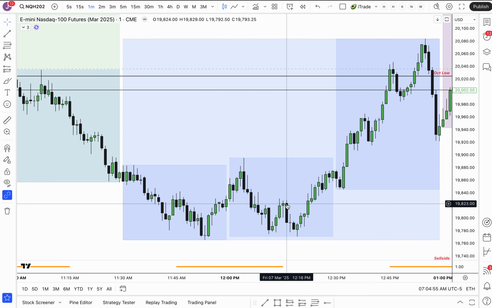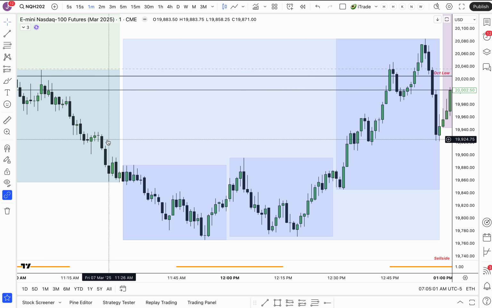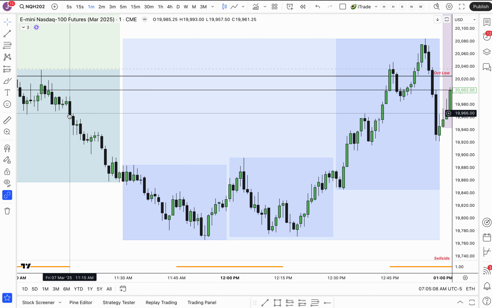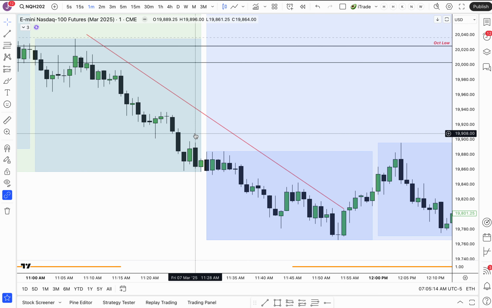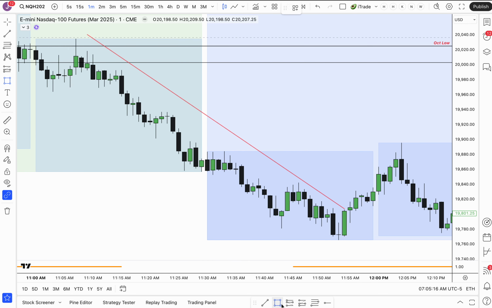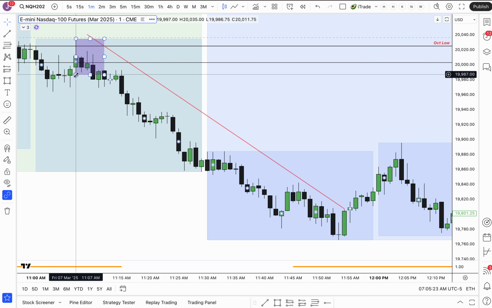So for this video, I want to go over the order blocks and the change in the state of delivery and how to see that and trade it. So let's just look at this from yesterday, this trend down. And what I want you to look at are the up close candles and how they support price all the way down.